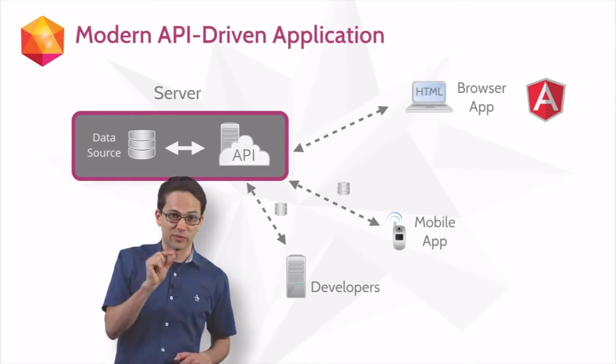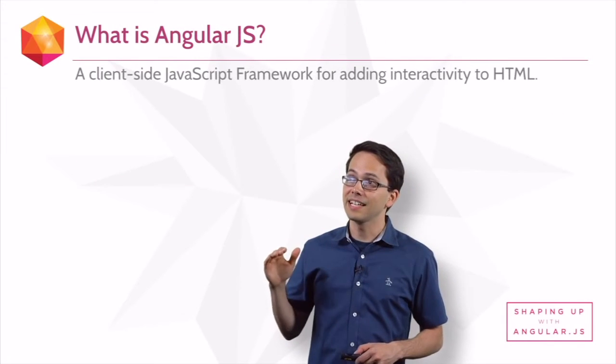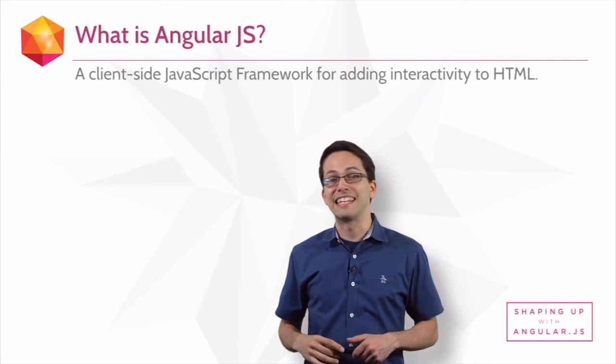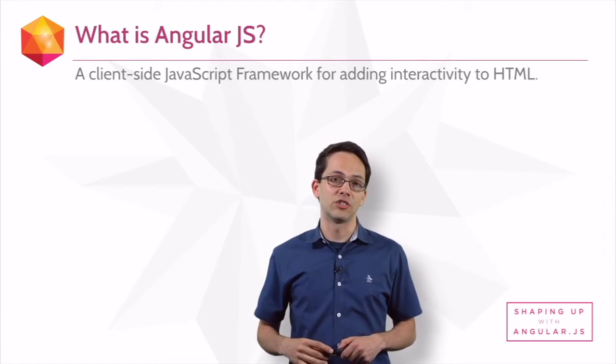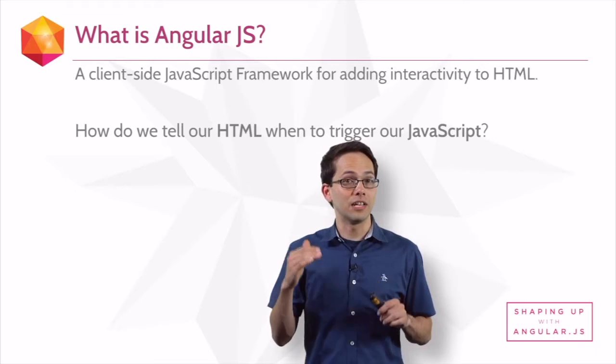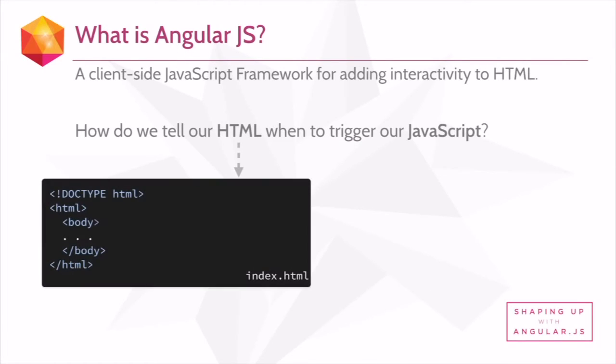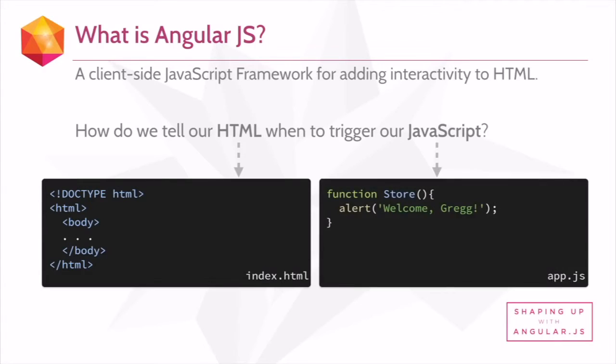We're just going to focus on the front end. A simple definition of Angular is a client-side JavaScript framework for adding interactivity to HTML. We need to figure out how to tell our HTML when to trigger our JavaScript. So here we have some HTML. How might we tell it to call this function, which triggers an alert?